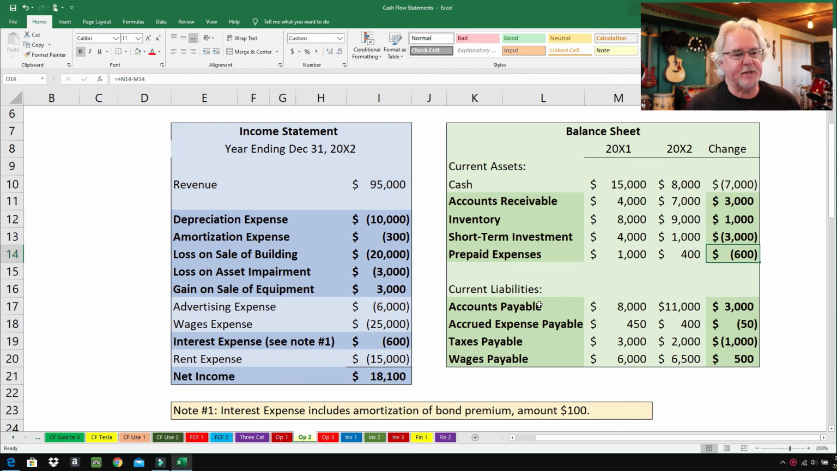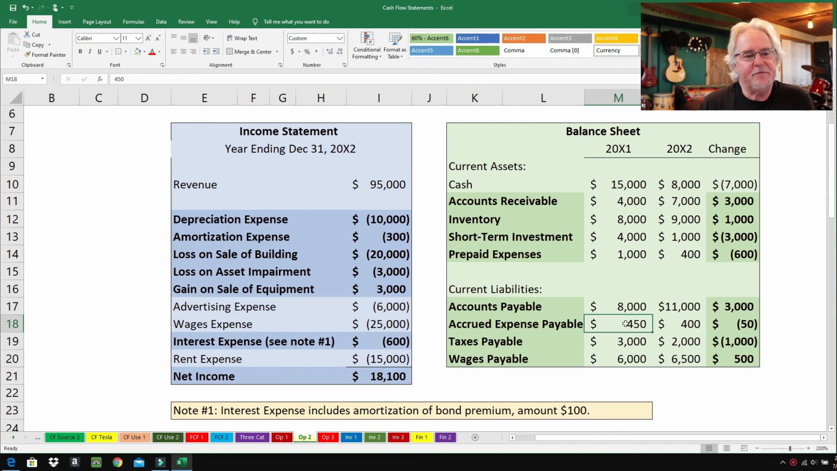So accounts payable was 8,000, now it's 11,000. It went up by 3,000. That means we're borrowing from suppliers. So whenever you borrow, that means you have more money available. Accrued expenses payable. Now accrued expenses are things like wages payable, interest payable. So it was 450, but it dropped down to 400. So it sounds like we're paying these bills. We're paying what is owed. So when a current liability goes down, your cash goes down. So cash will be going down.